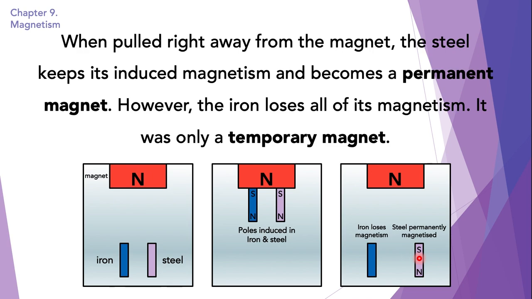So this is the difference between steel and iron, and it depends on many different other materials. Some materials would be good magnets and some would be not very good magnets. So now we're going to look at how we make a magnet.